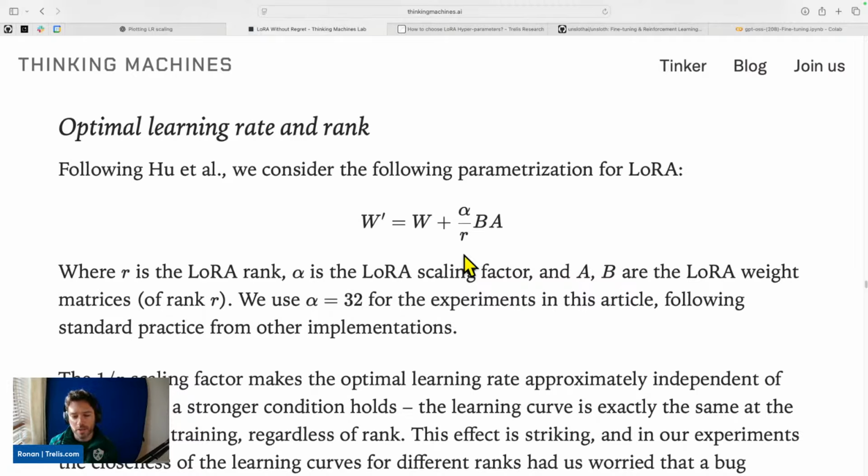But there is the interesting question of what really are the best values to pick for alpha over r. Should it be 1 over r? Should you temper that learning rate multiplier by 1 over r or by some other ratio? And that's kind of what we'll find out in this log here.